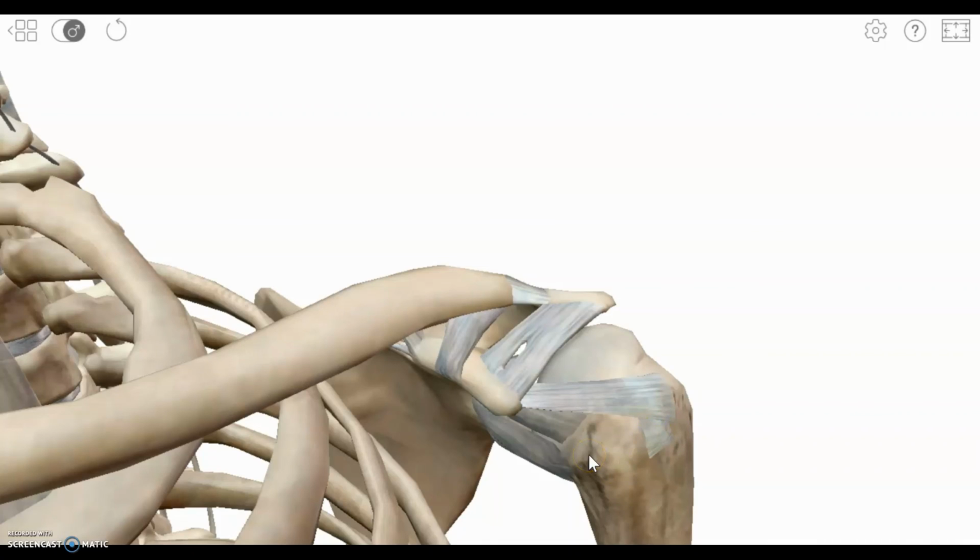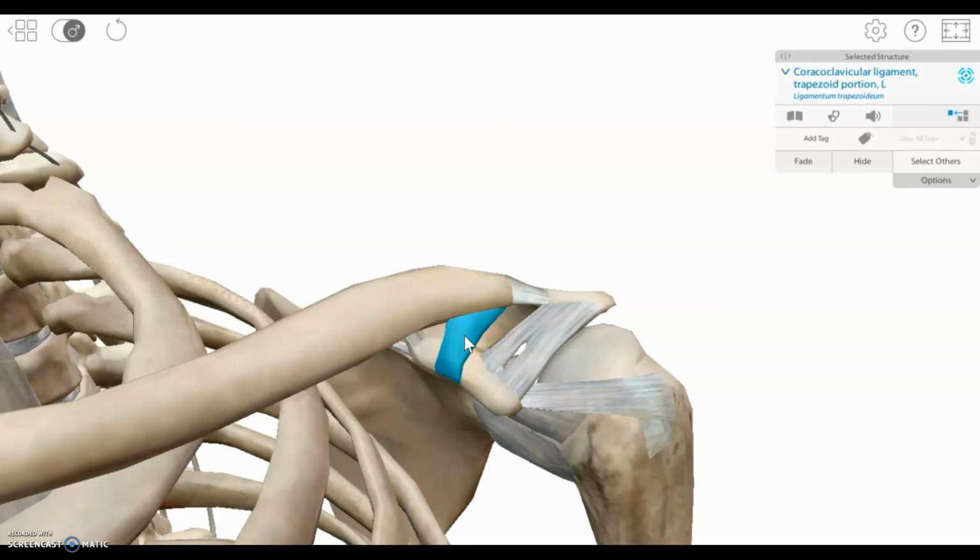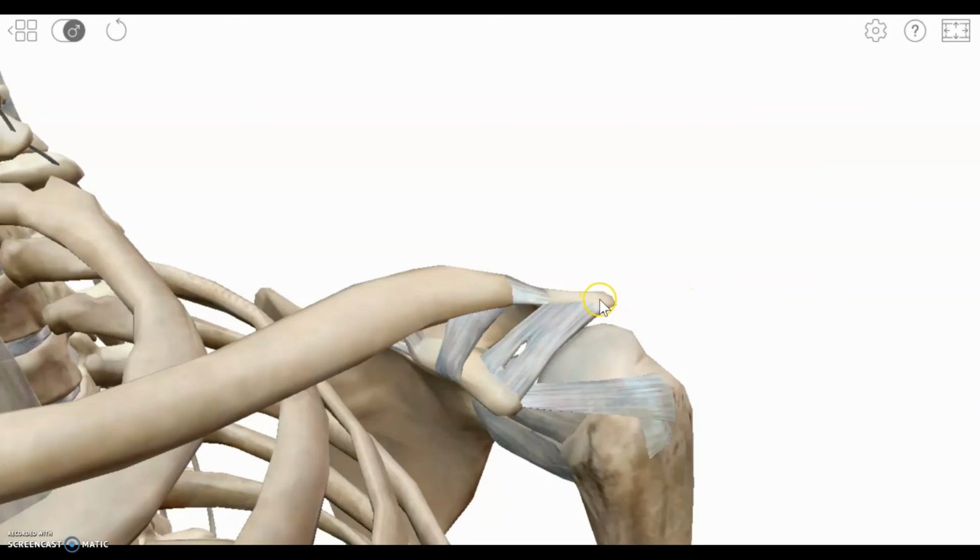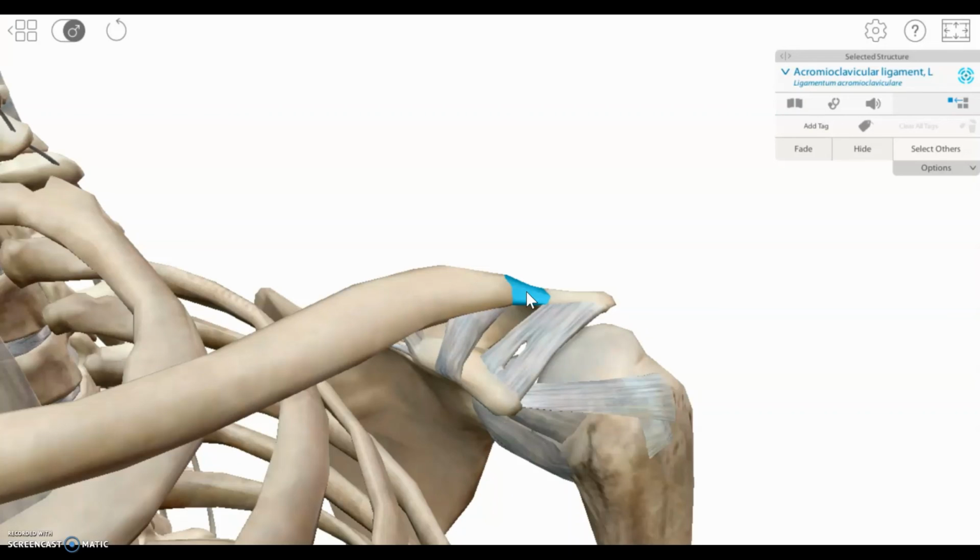Then the next one I want to go over is called the coracoclavicular ligament. Again, we're going to start from the coracoid process here, and then we have the clavicle right here. So we're going to look for fibers running from the coracoid process to the clavicle, and we can see that right here. So we're going to name this the coracoclavicular ligament. And then the last ligament I want to go over is called the acromioclavicular ligament. If we point out the acromion again right here, and then the clavicle right here, we can see these fibers running from the clavicle over to the acromion. So we'll name this the acromioclavicular ligament.